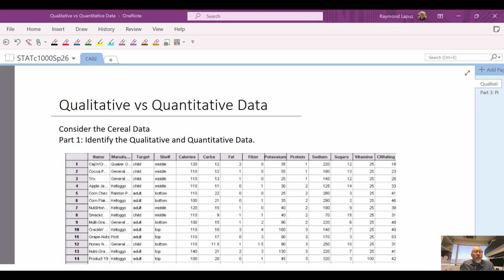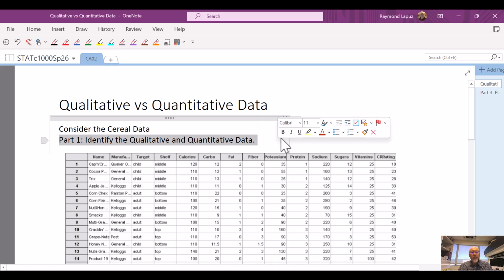In this video I'll be discussing our activity that we did in class called CA02. That's our class activity 2, where we took a look at the data and identified qualitative versus quantitative, and for each of those we tried to create a table or graph. So here's our data set. And the first question was to identify the qualitative and the quantitative data.